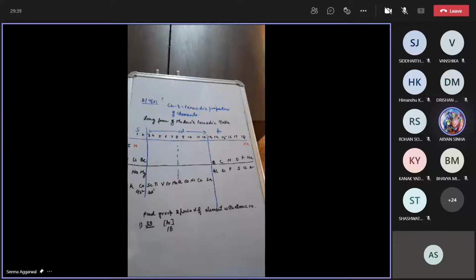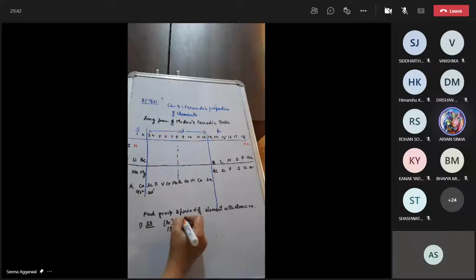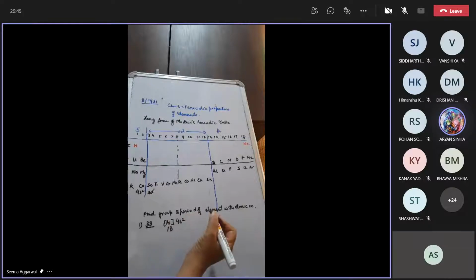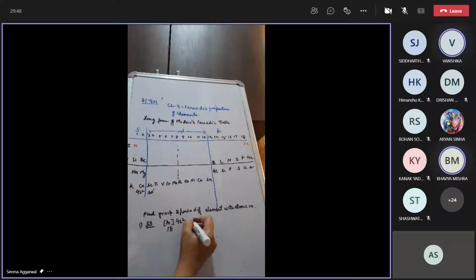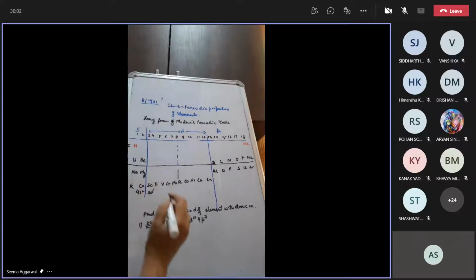It will be argon 4s2, 3d10, 4p3. Is it okay? So now, to which period does it belong? Period means the highest value of n, so the 4th period. Now to which group does it belong? The 4s with 2 electrons, 2 plus 10 is 12, plus 3 is 15. So it belongs to group 15.